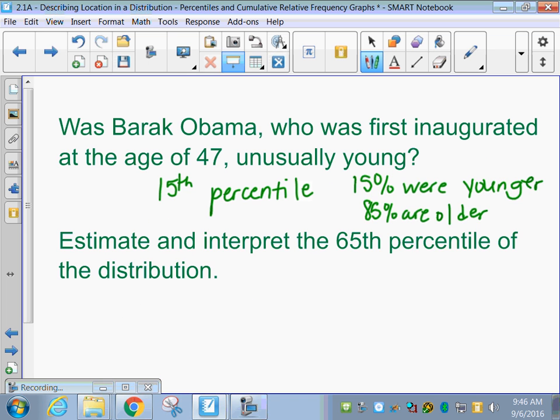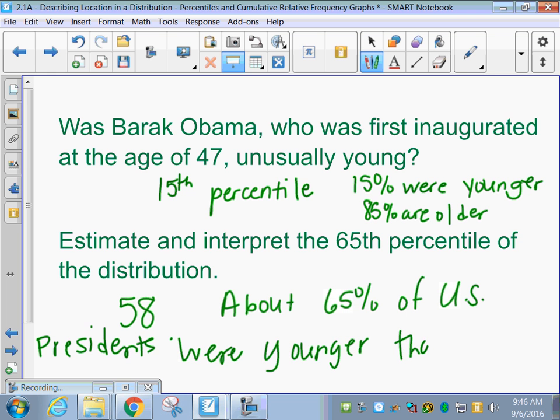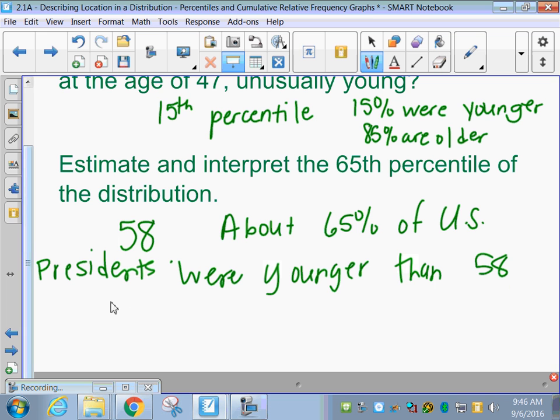All right. So about age 58, what does that mean? That means about 65% of U.S. presidents were younger than 58 when they took office.